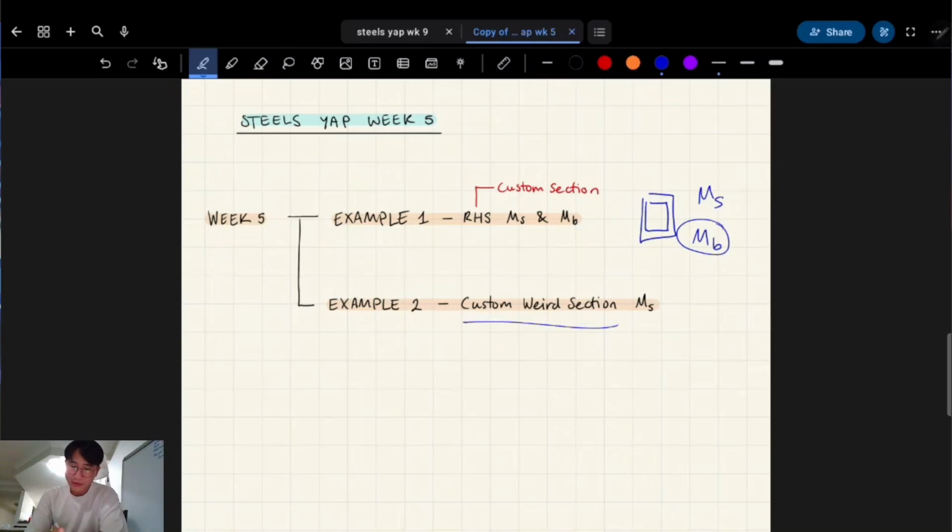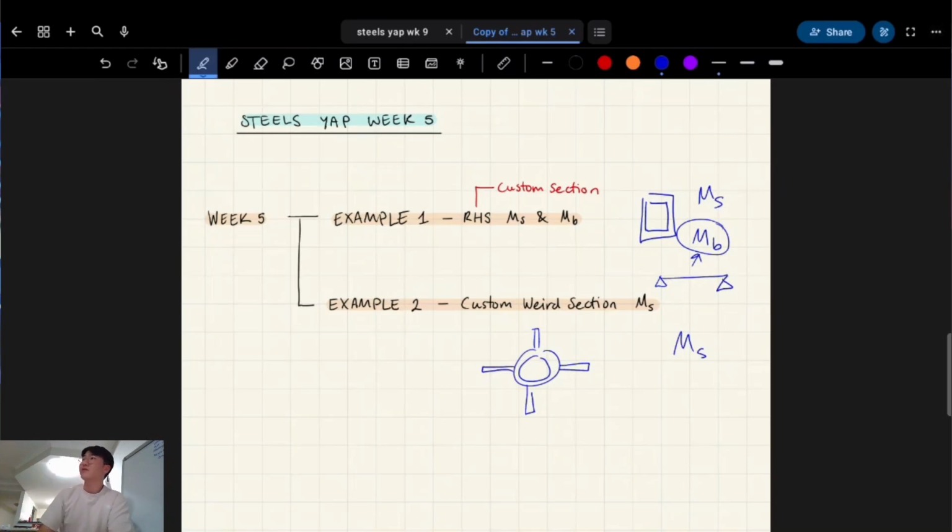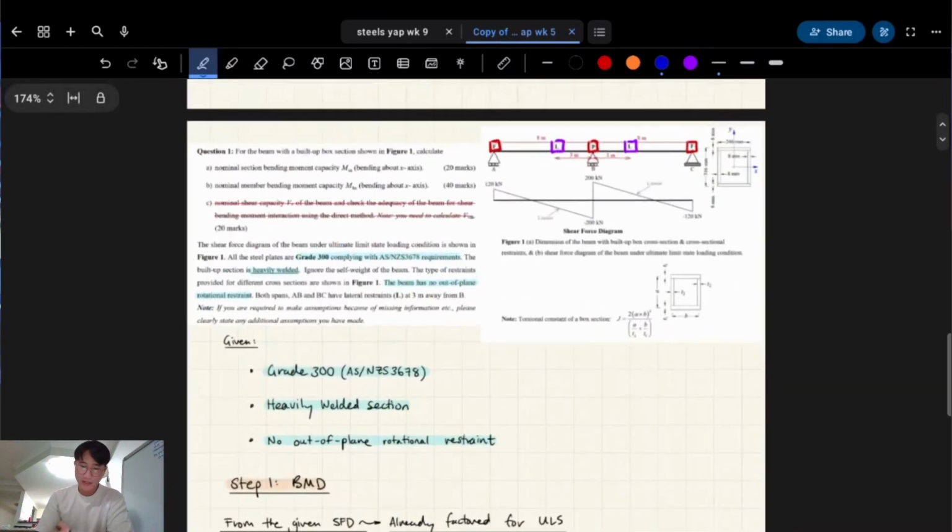And then we also have a weird section which will look like that, I think. It's a circular hollow section with 4 plates sticking off of it. But for this one, there's no beam that they show you, so we just need the section capacity. Does that make sense? Because to get the member capacity, you need the information of what the beam will look like, because then you get the effective length and what the restraints look like. Make sense? Okay, let's just get started.